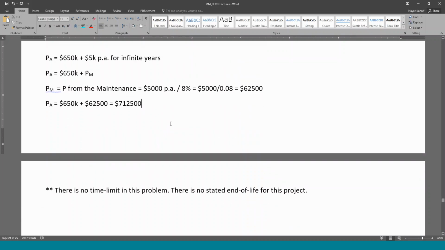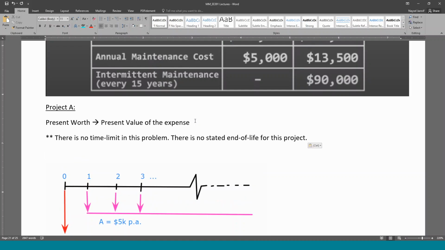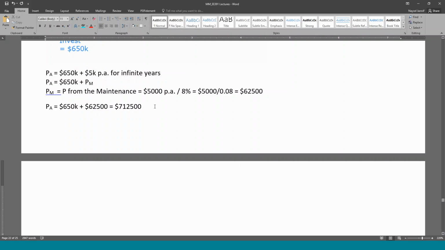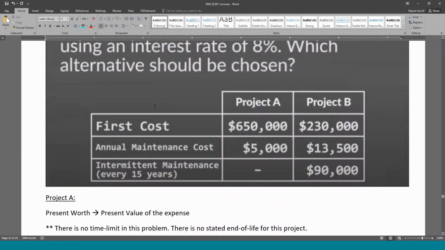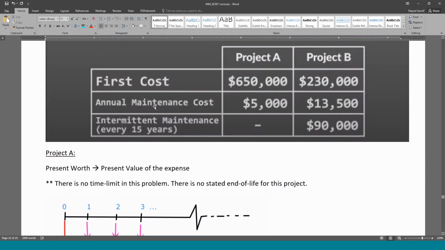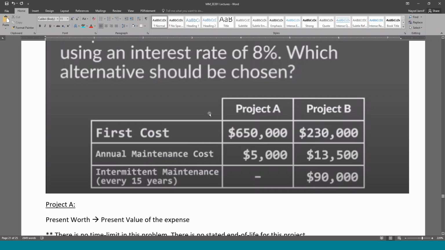All right, now let's look at project B. Let's now compare project B. In project B, I think I didn't define this project clearly in this example. In project A, you have bought a new house, right? You are building a new house, and you have very minimal maintenance cost, only 5,000 per year.